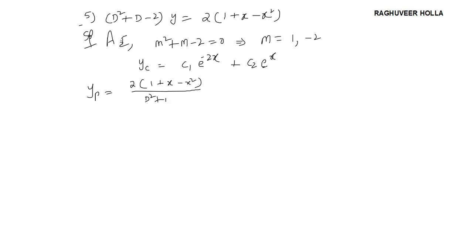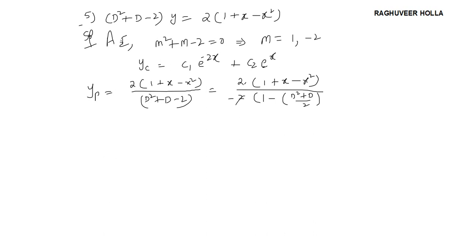Let us put this as it is and then rearrange this. If I take 2 outside, this would be minus 2 outside, and I'll have 1 minus (D square plus D) divided by 2. Okay, now let us cancel this out.